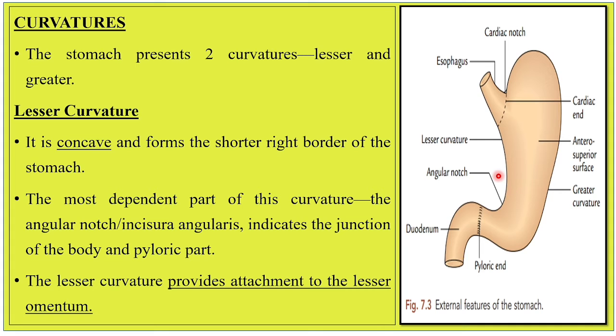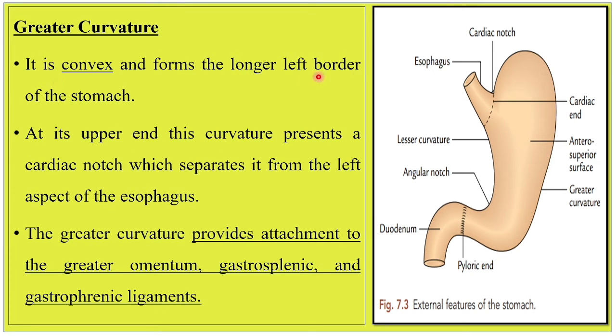And the greater curvature is convex and forms the long left border of the stomach. At its upper end, this curvature presents a cardiac notch which separates it from the left aspect of the esophagus. The greater curvature provides attachments to the greater omentum, gastrosplenic and gastrophrenic ligaments. The gastrosplenic ligament connects the stomach and the spleen, and the gastrophrenic ligament connects the stomach and the diaphragm. So these are the structures attaching over the greater curvature, which is convex in structure.